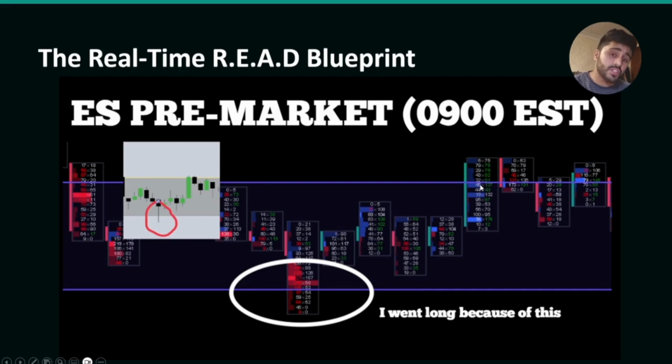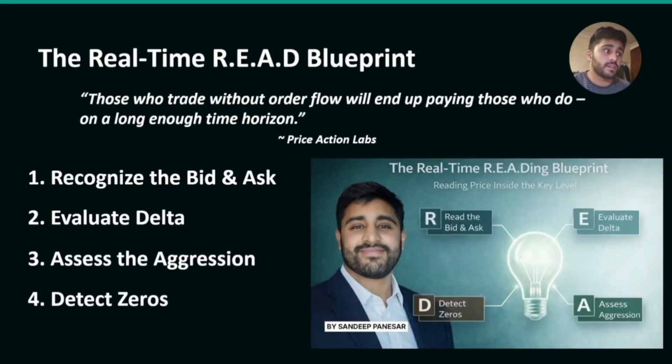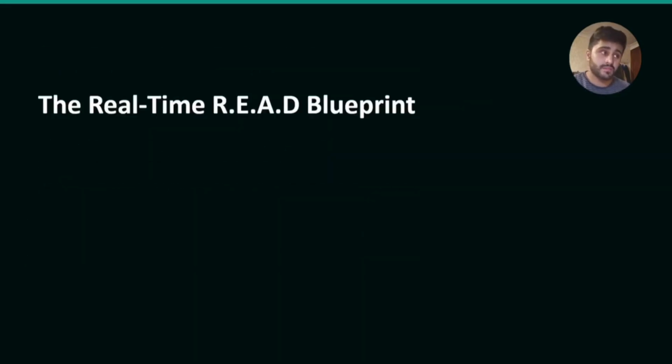So this is a rejection of sellers. So we're going to go into how to spot rejections. But just for now, understand you want to position yourself. So key level. You then want to read the market in real time. So you're using the real time read blueprint in order to do that. So what do we mean by read? It's exactly what we see over here. So recognize bid and ask, evaluate the delta, assess aggression, detect zeros.